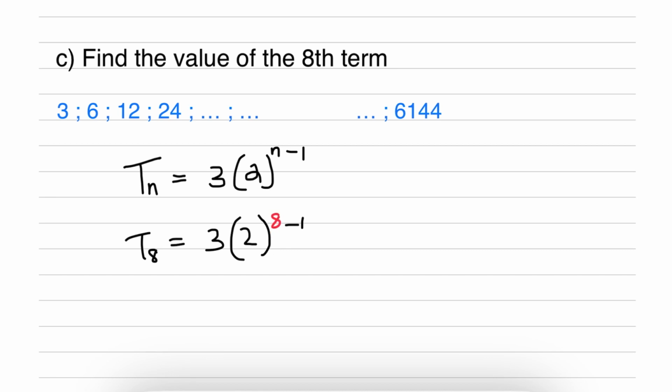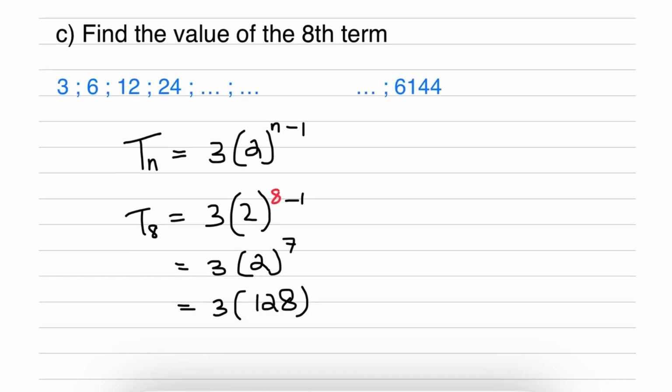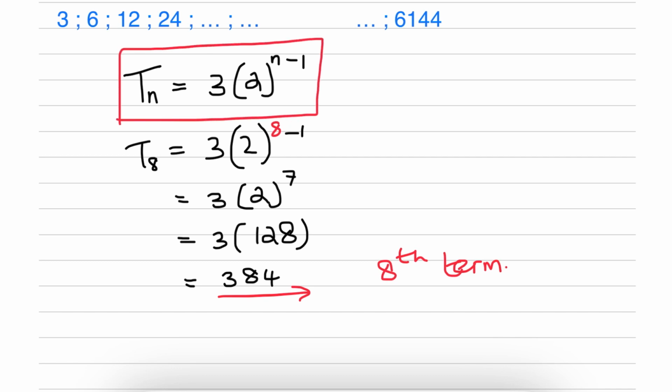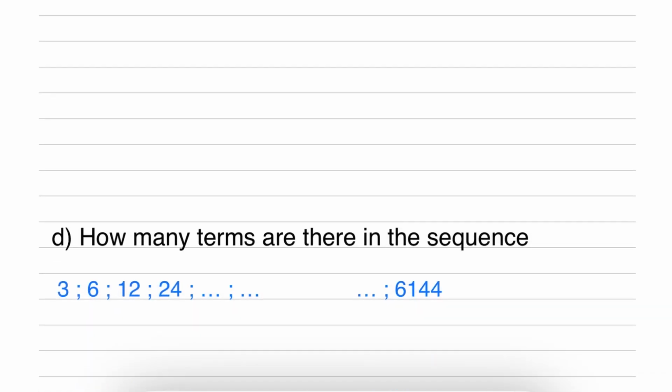Now let's try and simplify this further. Okay, 8 minus 1 is equal to 7, and 2 to the power of 7 is 128. Okay, when you multiply that by 3, you get 384. Okay, so this is the value of the 8th term. And it's as simple as that. You start with your general formula, you substitute 8 for the position, and that's how you can calculate the 8th term. Okay, moving on to question D.